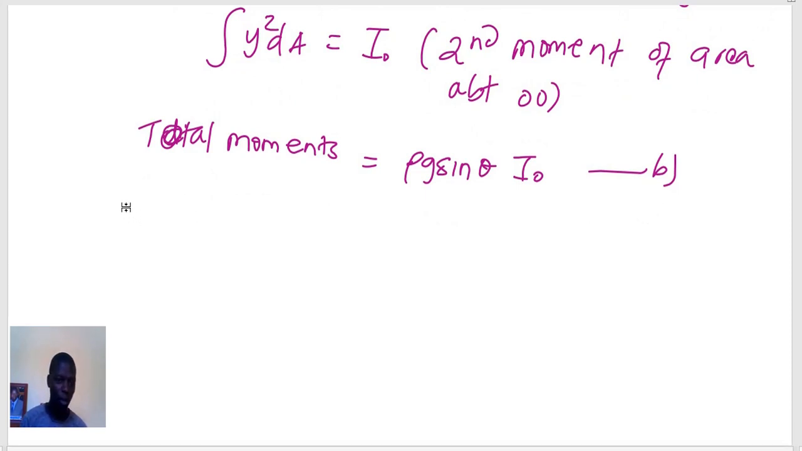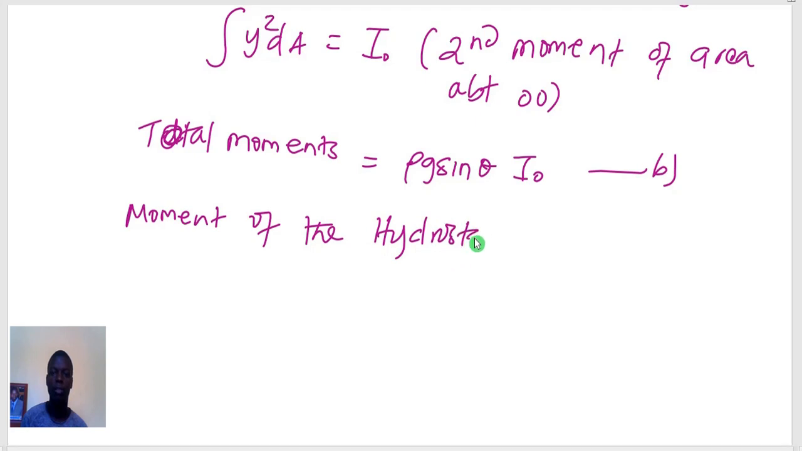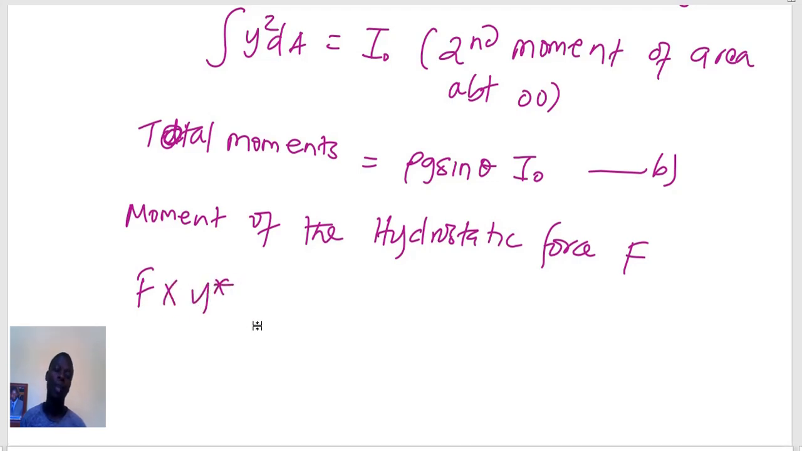Now what about the moment of the hydrostatic force, F? This force acts at the center of pressure, and therefore its moment will be F times y star about OO, which is the distance of the center of pressure from line OO that cuts the free surface.